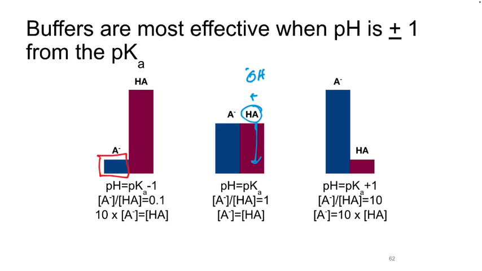Someone has gone through the calculations and found out where that line is, and it's roughly plus or minus 1. Once you've shifted a pH outside of that range of your pKa, you've now lost your ability to buffer, and now you're going to see massive swings in your pH.